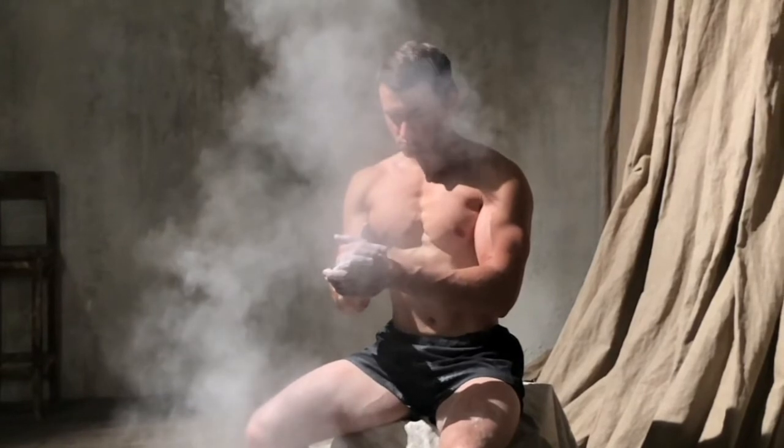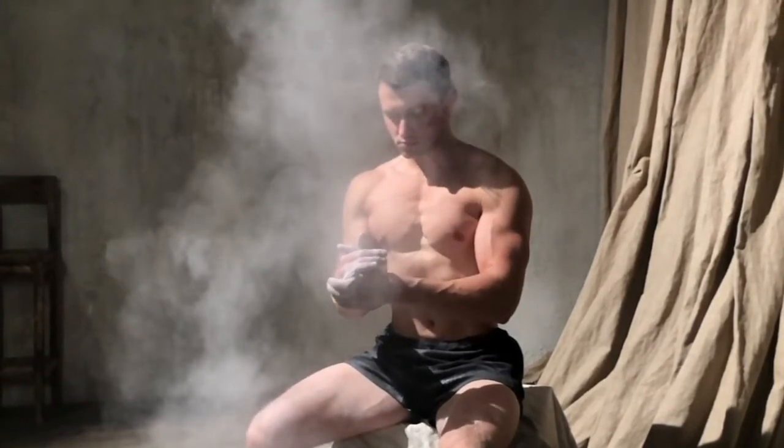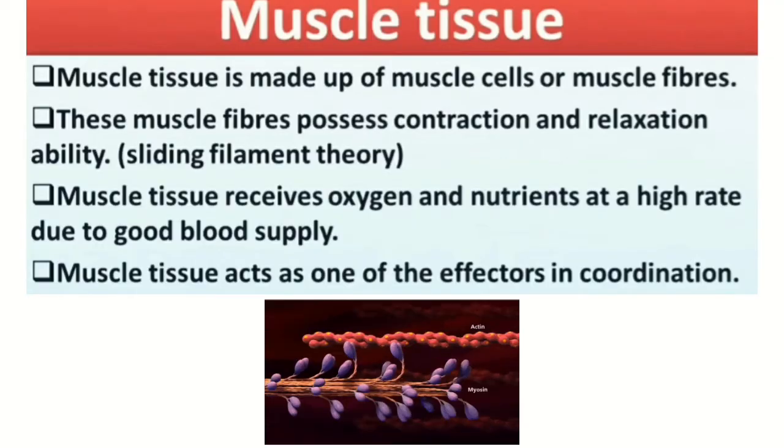Muscle tissue. Muscle tissue is made up of muscle cells and muscle fibers. These muscle fibers possess contraction and relaxation ability, and this is explained by a theory known as sliding filament theory. Muscle tissue receives oxygen and nutrients at a higher rate due to the good blood supply. Muscle tissue acts as one of the effectors in coordination.